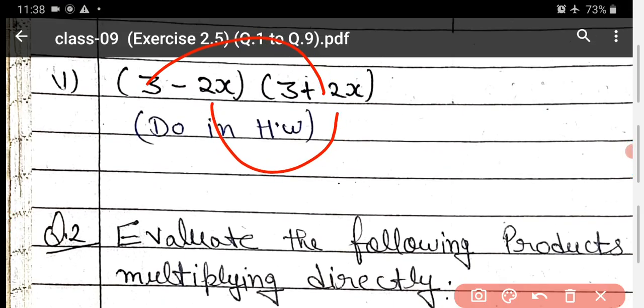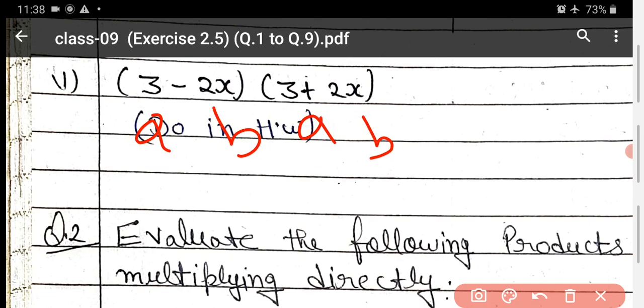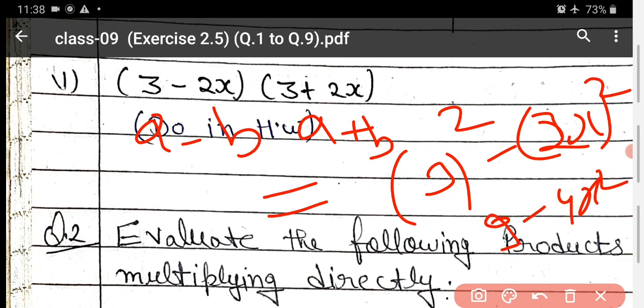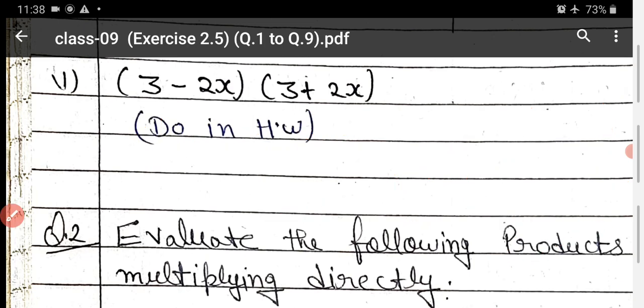Or if you are doing it with the help of that (x plus a)(x minus a) identity, just see here, it is the same. It is a, it is b, it is a, it is b, so it becomes a minus b and a plus b. So right here, a square minus b square. Now simply solve, directly get the answer. 3 square is 9, 2x square means 4x square. So your answer is 9 minus 4x square. This part you have to do in homework.